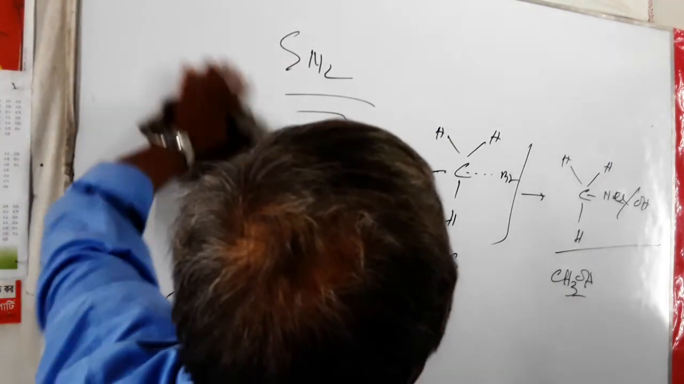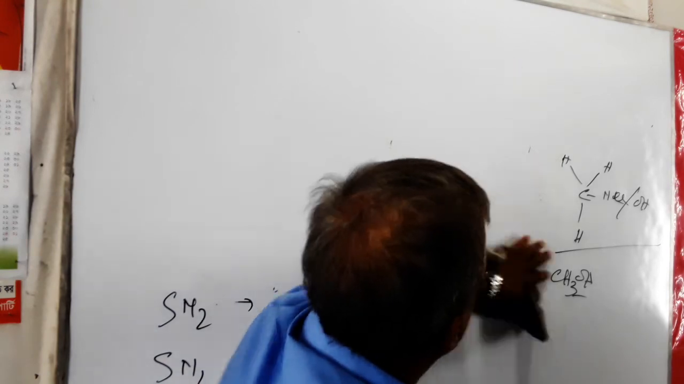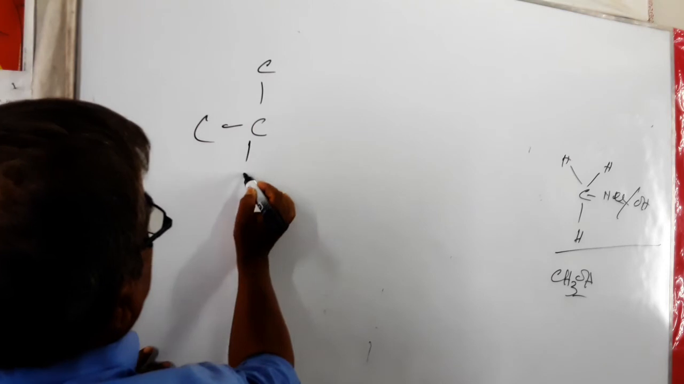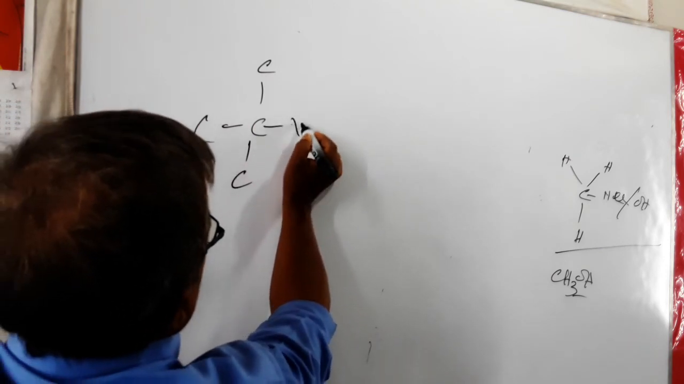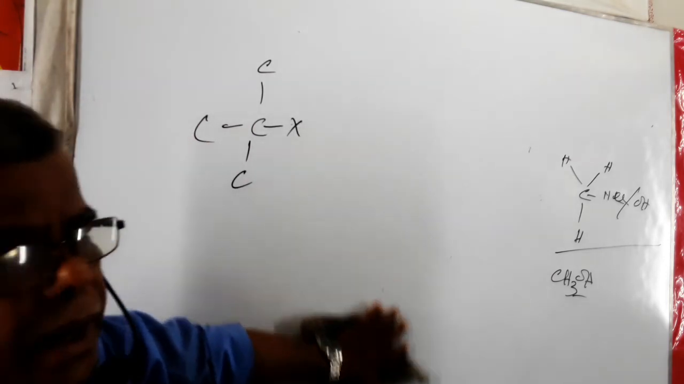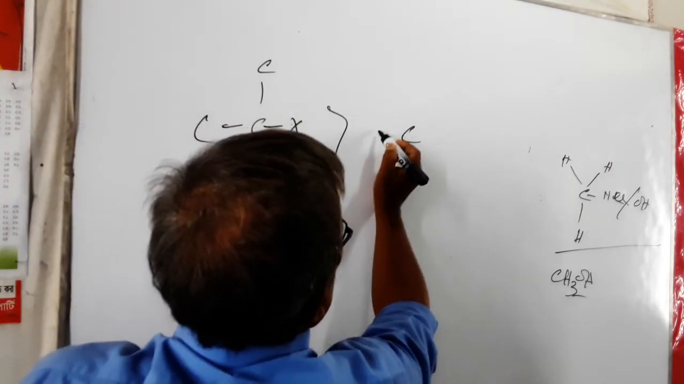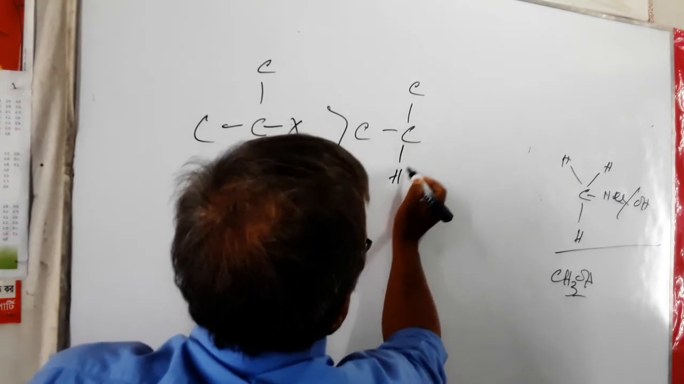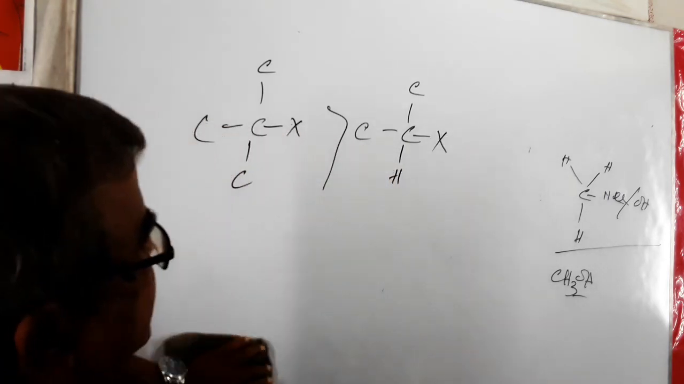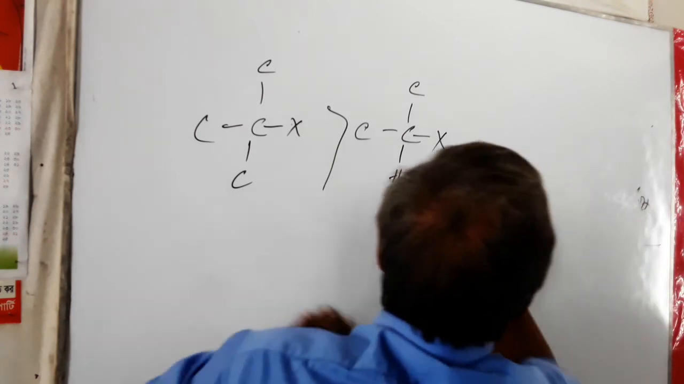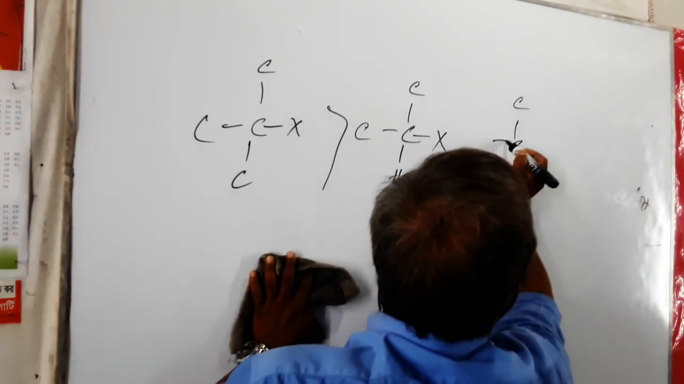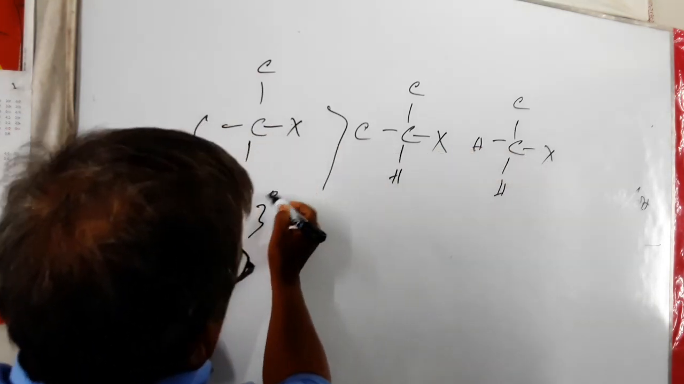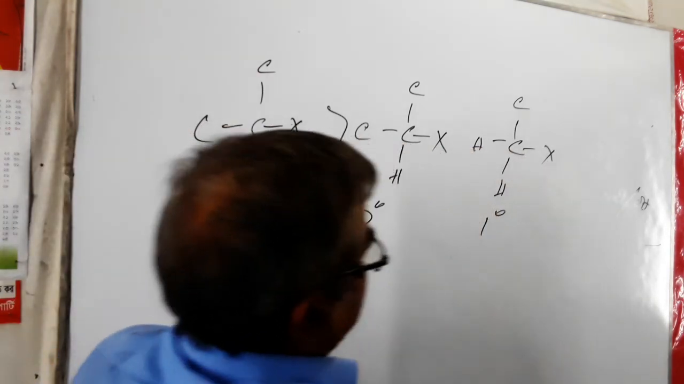3 degree, 2 degree and 1 degree means that when carbon is attached with 3 carbons, that is a 3 degree alkyl halide, and when carbon is attached with 2 carbons, that is a 2 degree alkyl halide. When carbon is attached to 1 carbon only, then it is a 1 degree alkyl halide.